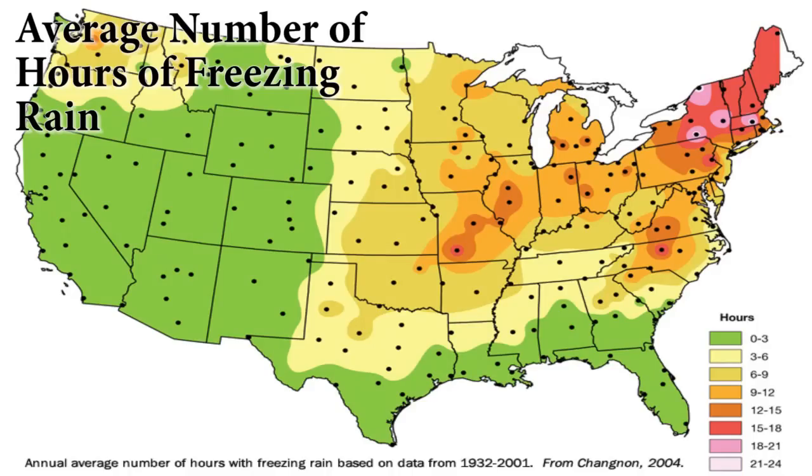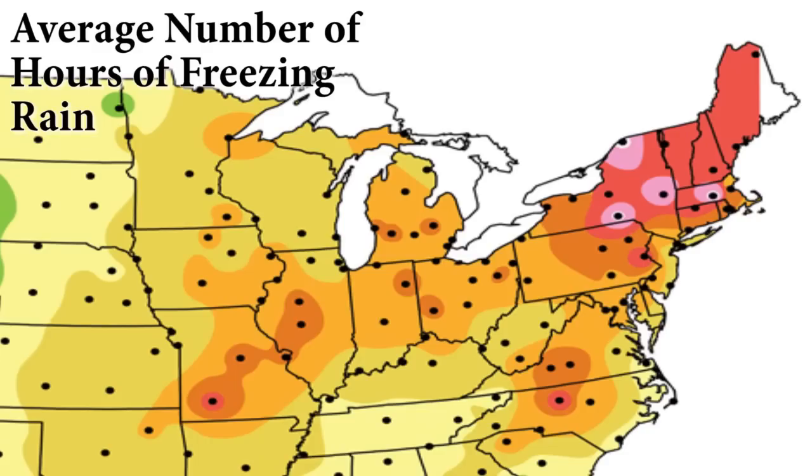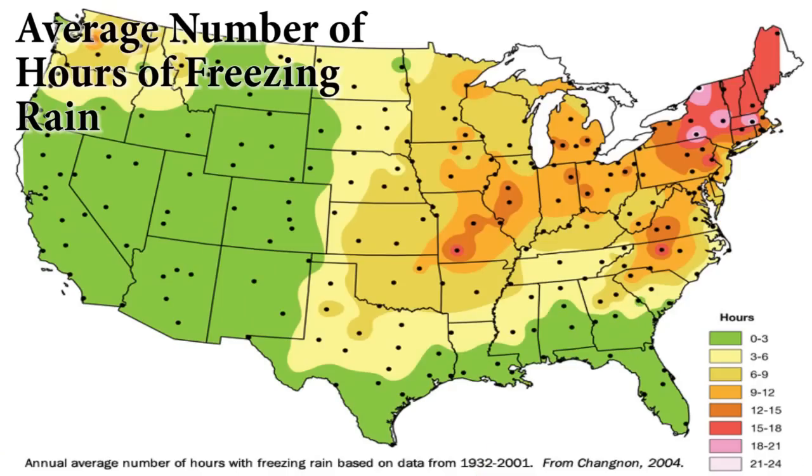Locations across the Midwest, the southern portion of the Midwest, and into the Northeast, some locations across that part of the nation can get as much as 12 to 15 hours of freezing rain each year. And typically freezing rain would be developing in the months of November through April, but more often than not in December and January.